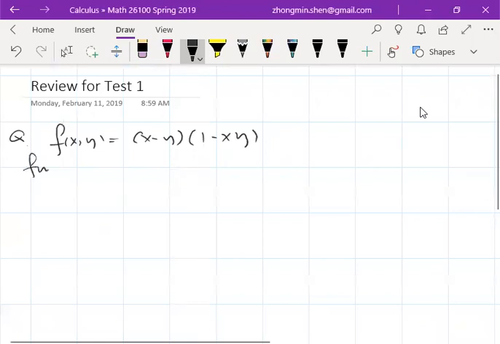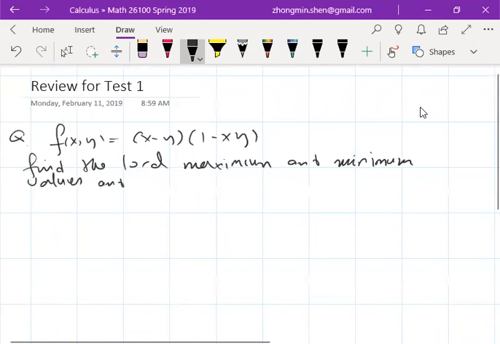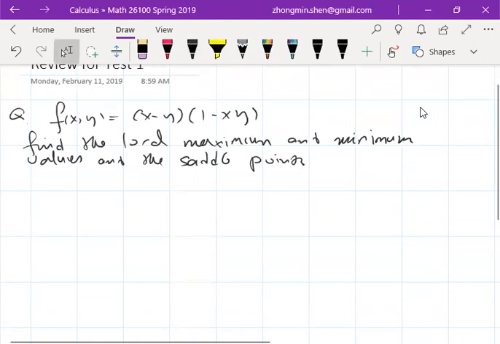Okay. Find the local maximum and minimum value, and the saddle point. When we say points, that means you have to give me the coordinates of the point. So there is limited space, so it depends on how much space, how large is the letter you want to write.